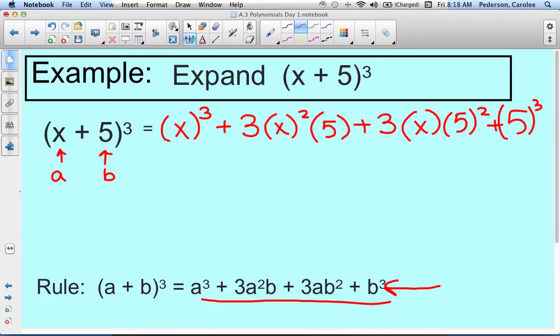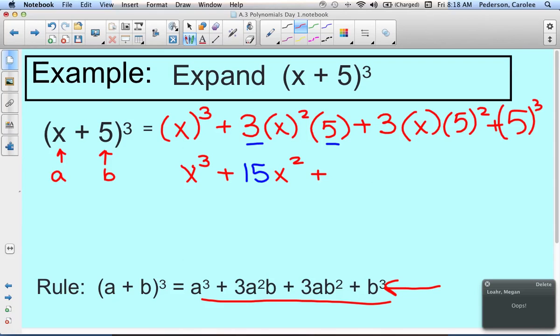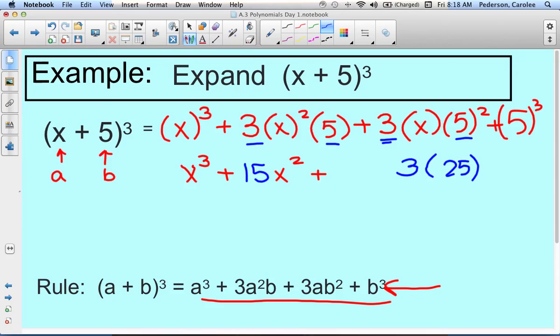Well, x times x times x is x cubed plus, and we need to multiply the 3 and the 5 together, which is 15 x squared plus 5 times 5 is 25. We need to multiply it to the 3. And then we have the x. And then our last piece is 5 times 5 times 5 is 125.